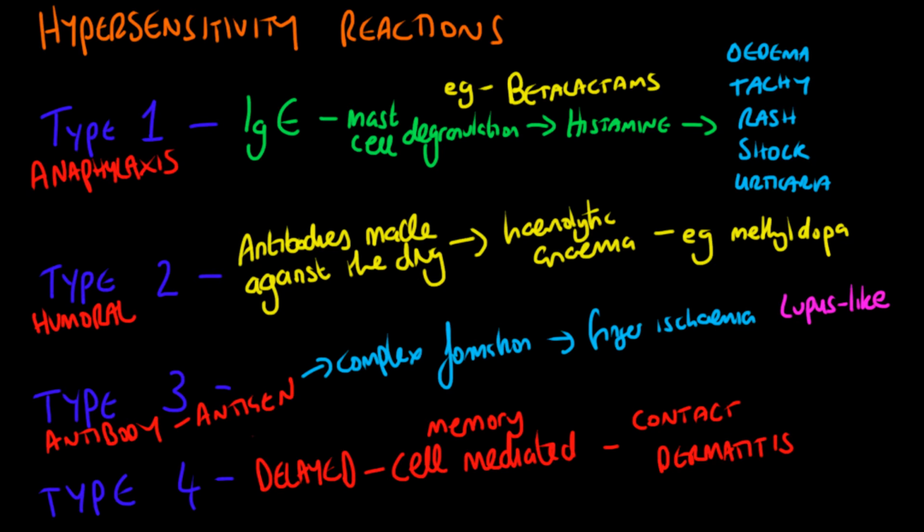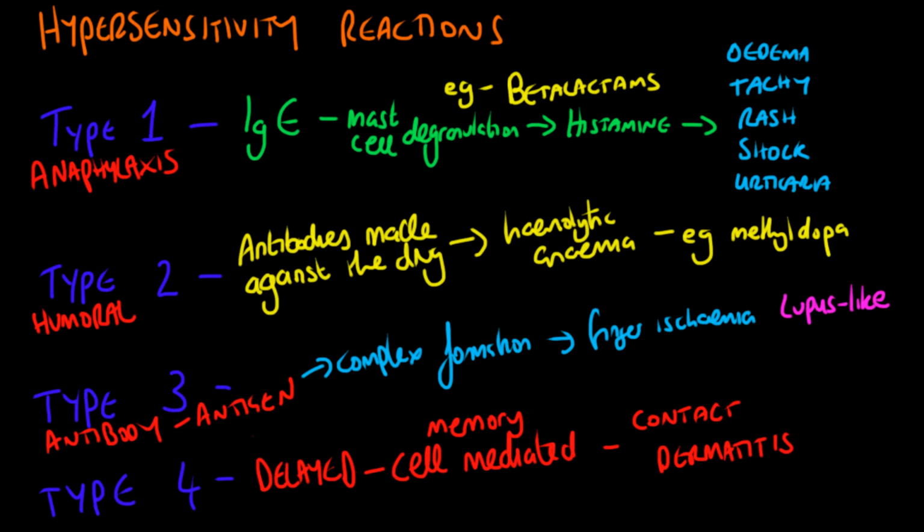Type 2 hypersensitivity reactions are humorally mediated, which means there is antibody synthesis against the drug that you're giving. The sequelae of this can be hemolytic anemia, such as in the case of methyldopa. Other drugs can have antibodies synthesized against them, such as monoclonal antibodies, and a good example of that is infliximab. Essentially what happens if that happens is the infliximab doesn't work anymore. There is a loss of effect of the drug.